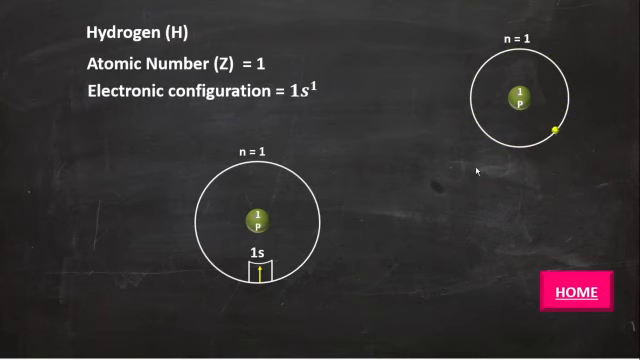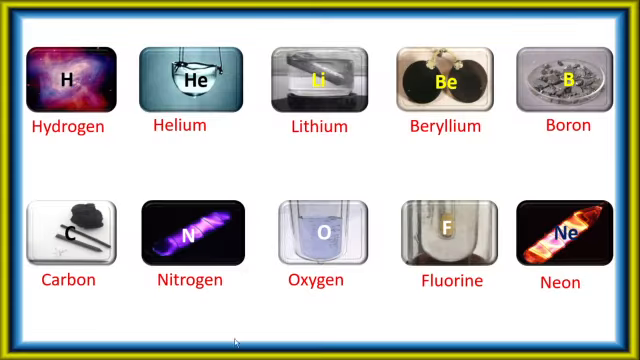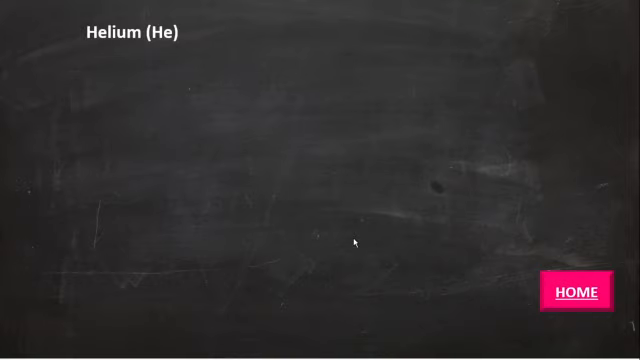Now I am going to click on the home button. It will take me to the buttons of the elements here. So second one is helium. Now I click on helium button. See here, helium He, atomic number Z equal to 2. It has 2 protons. Of course there are 2 neutrons in the nucleus, but here I am not showing the number of neutrons present in the nucleus, isn't it?